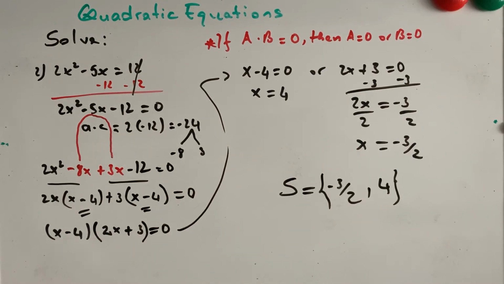Again, you can always go back and check yourself to see whether the values you get are actual solutions, or if you've made any mistakes on your way to the answer. Okay, so the solution is negative 3 over 2 and positive 4. All right, so this is it. This is how you solve quadratic equations by factoring. Okay, thank you.